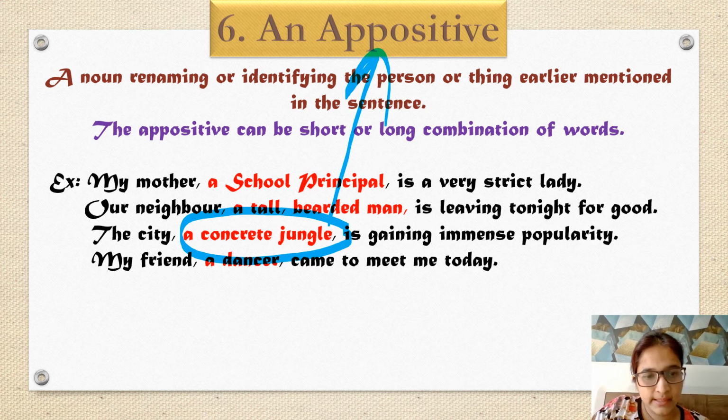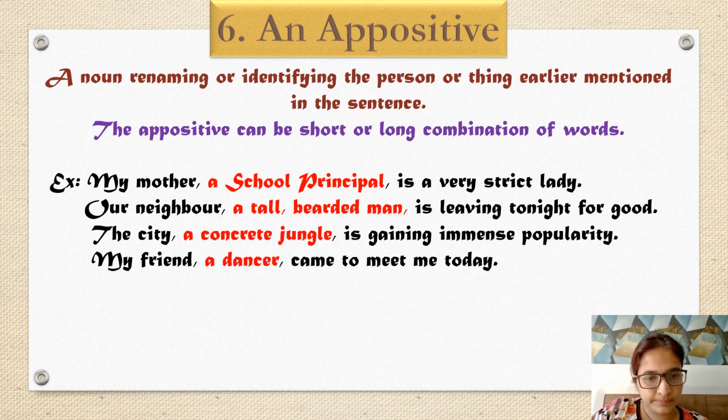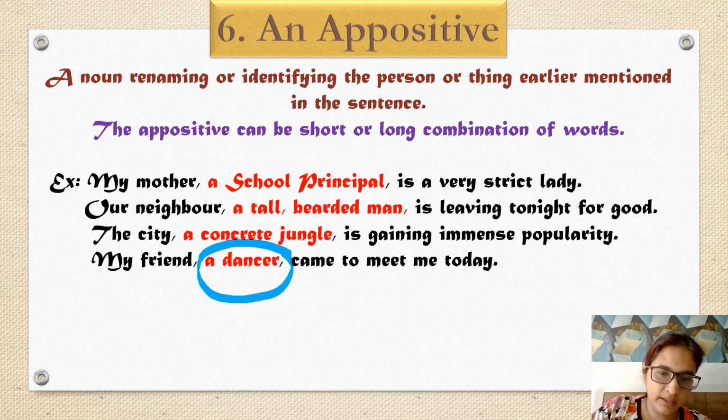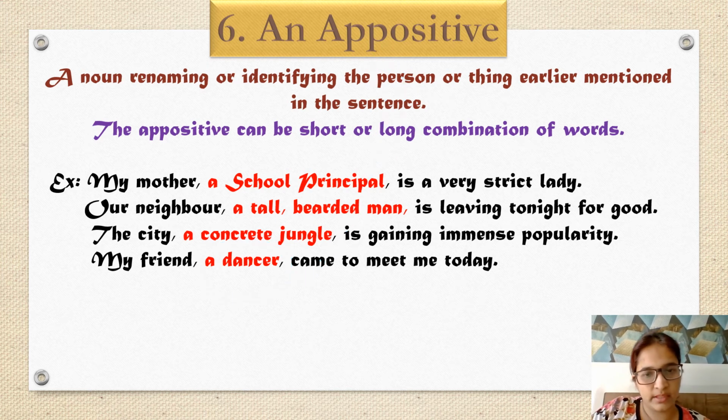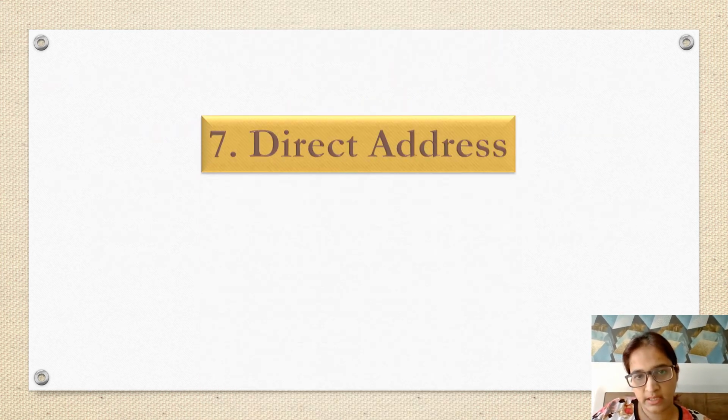So hence this is the appositive form of the noun. Okay, then my friend, a dancer, came to meet me today. Again we are renaming the friend, and hence it becomes an appositive noun. Now, let's go to the next one.